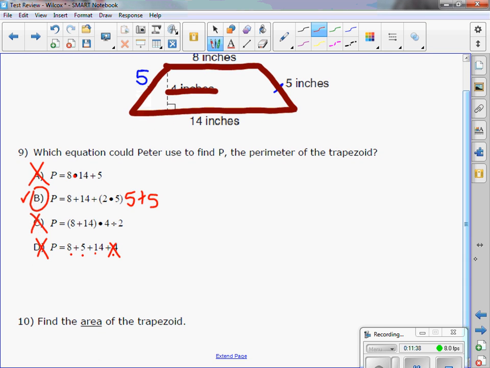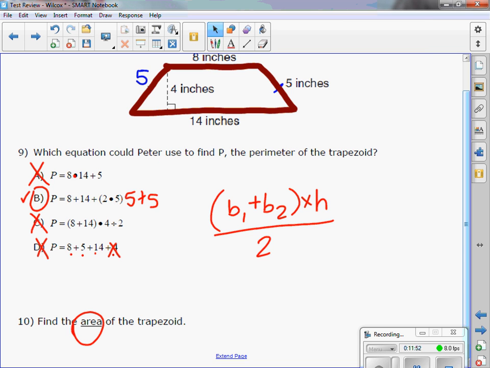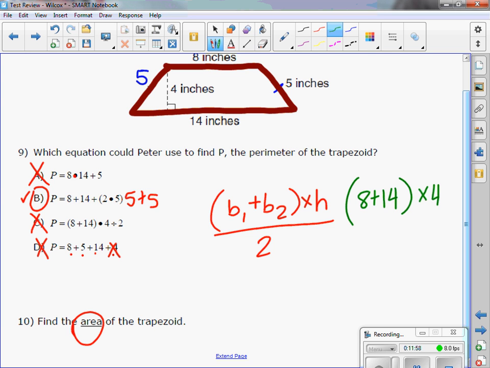Now, the next question does say to find the area of the trapezoid. So now I need that 4 because I have to have the height. Formula for area of a trapezoid: base 1 plus base 2 times the height divided by 2. Fill it in. My base is 8 plus 14, and you have to do it in this order, times the height of 4 divided by 2. When you calculate that out, you get a total area of 44 inches squared.